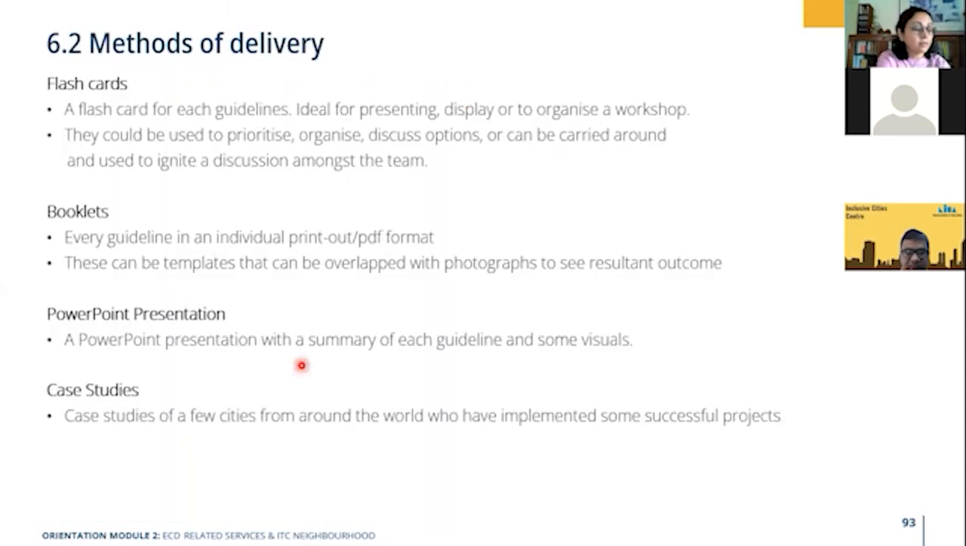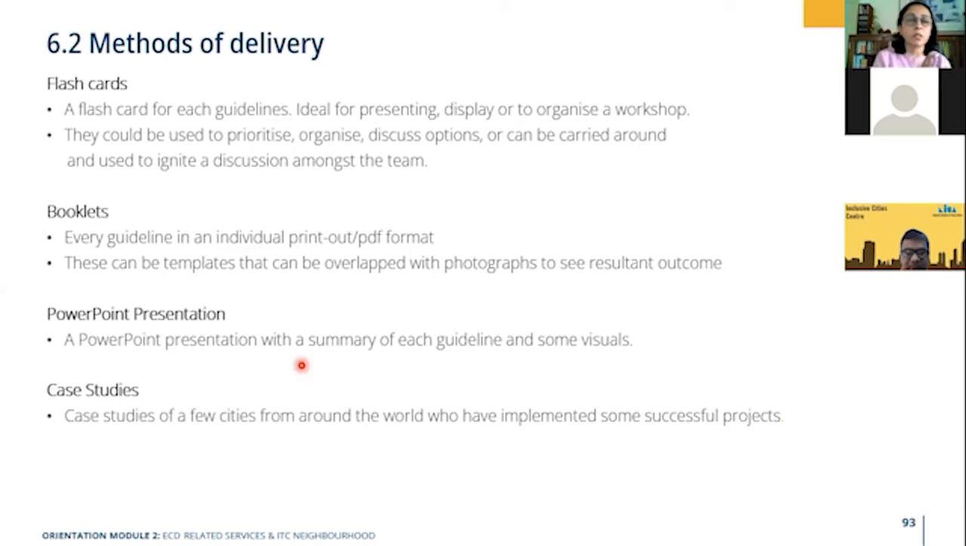When you do a delivery, these are small sections in the guideline document which are very quick. One can make flashcards. Even the city officials could use them as flashcards, and they could be pinned up, and one could create a mosaic of flashcards of what the requirement is and what guidelines can be used. So they come very handy if they are made into flashcards.